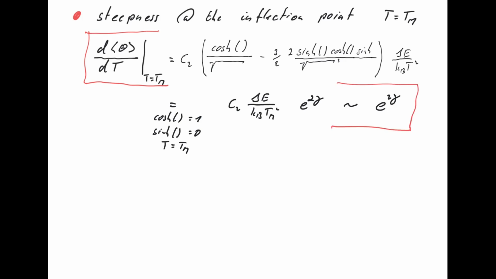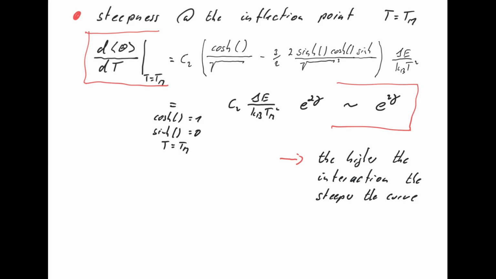And this now gives an interpretation of the effect of the interaction. By increasing the interaction, the steepness of the curve is increasing. And this is exactly what cooperativity is about. It will lead to an increase in steepness of transitions due to nonlinearities that we introduce.